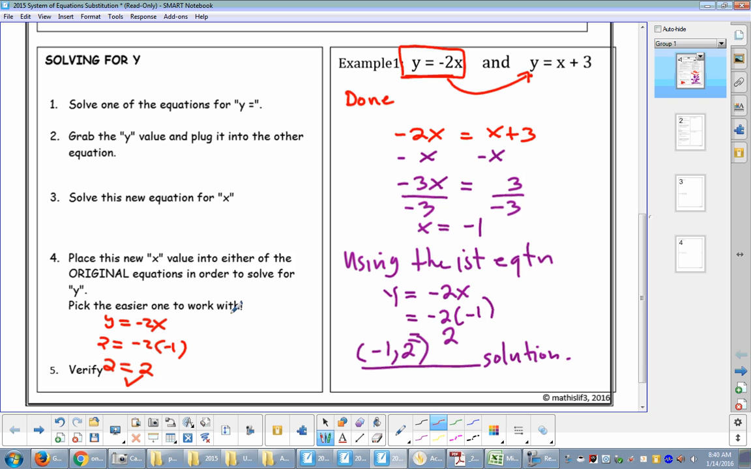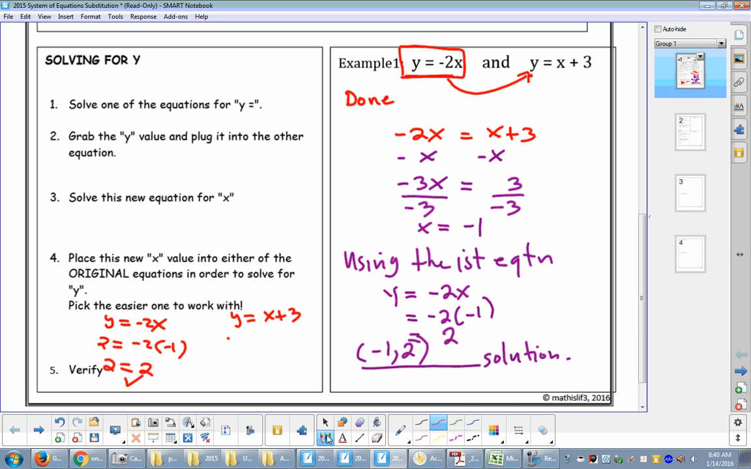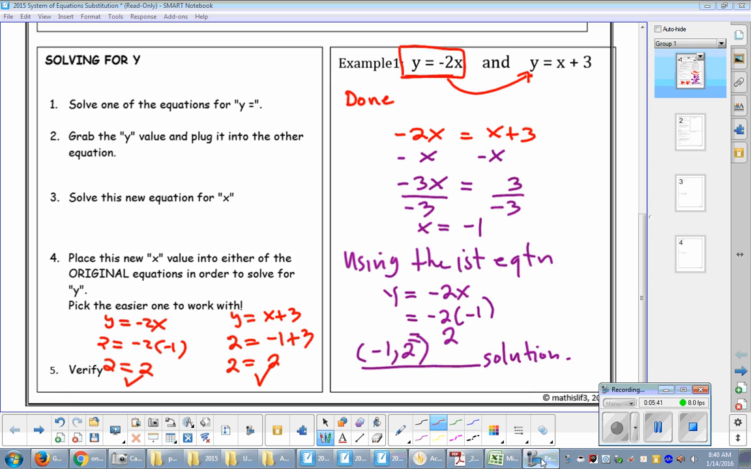For the second equation, y equals x plus 3. Replace your y by 2 and x by negative 1, and then check if it's going to work. We have 2 equals 2. So indeed, negative 1 comma 2 is a solution. So for this system, the solution will be negative 1 comma 2.